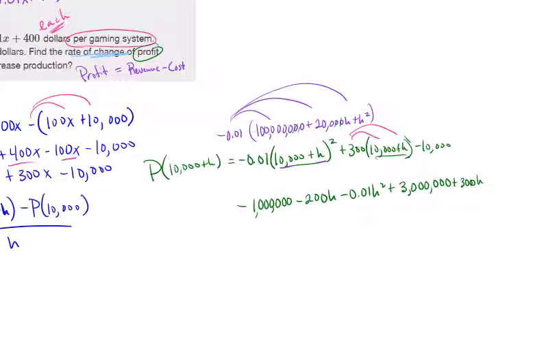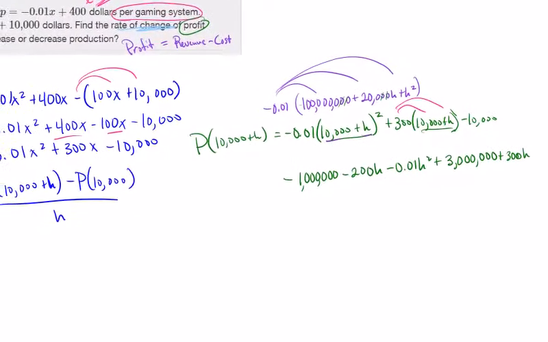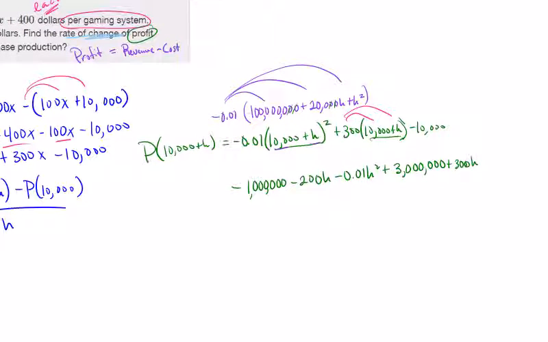All right, and then it's going to be minus 10,000, right? All right, so now we can combine like terms. So I'm going to just bring down the H squared term. So negative 0.01H squared. Then I'm going to combine all my H's, negative 200H and 300H is positive 100H. Okay, and then we have negative 1 million plus 3 million is positive 2 million minus 10,000.